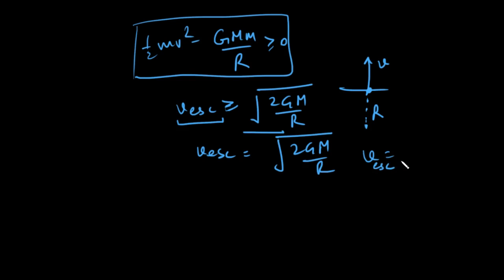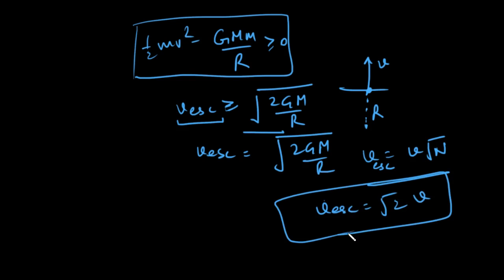Now, what was v? V escape was given as v root n, right? So v escape is this, and what is v? V was root GM by r, right? So v escape here is root 2 times v. Okay, so we can compare it, n comes out to be 2. Okay, n equal to 2 is the answer.